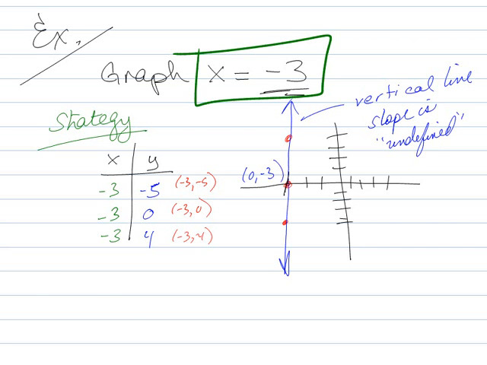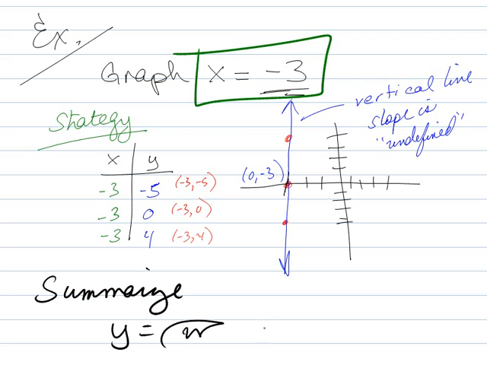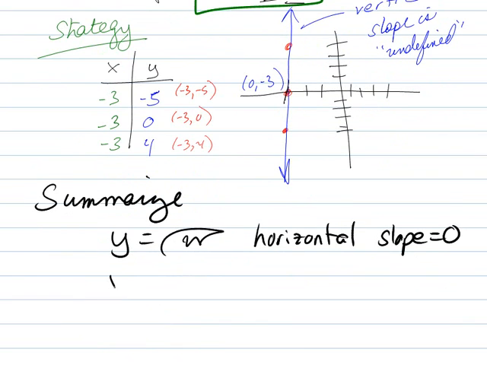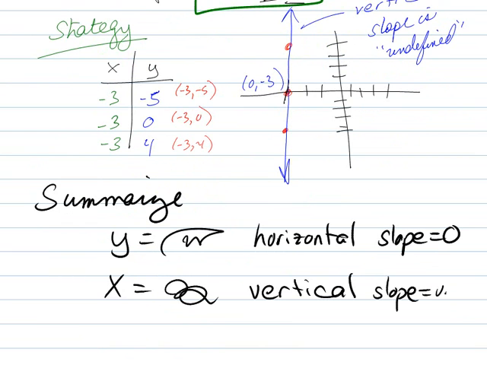So I'm out here at (-3, 0), and now my graph is perfect. Anytime you have an x equals, you've got a vertical line going through that point on x. Let's summarize this without any mistakes. If I have y equals whatever, that's a horizontal line, and its slope is 0. If I have x equals a number, that means I have a vertical line, and my slope is undefined. Got it? Yay!